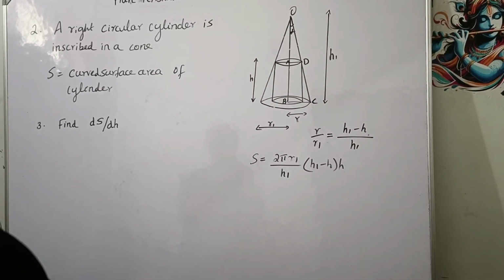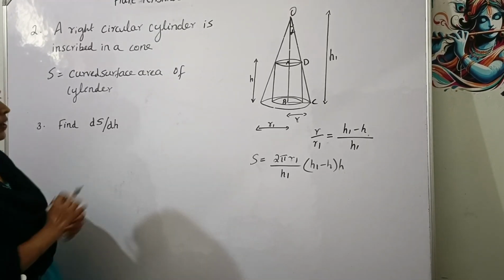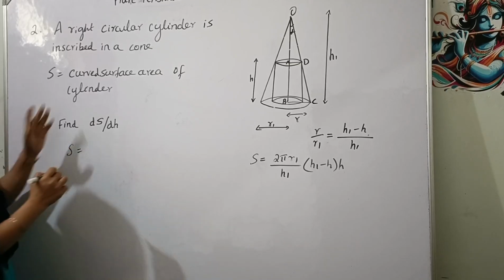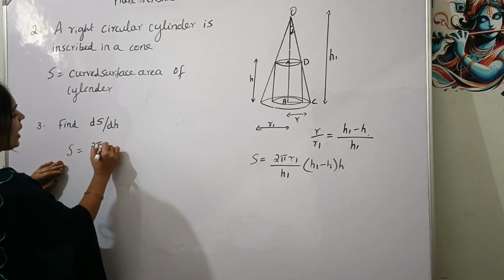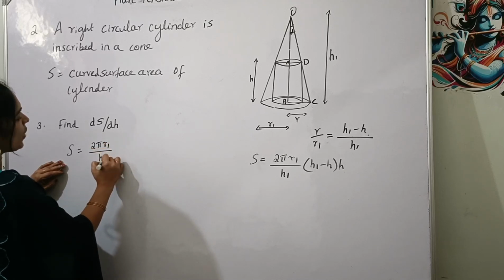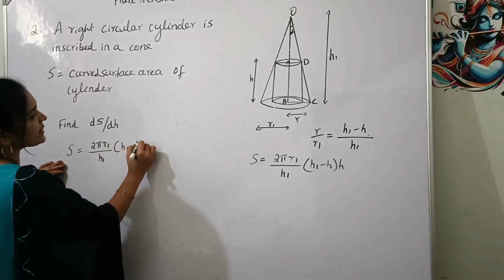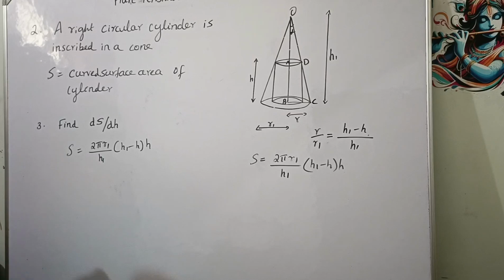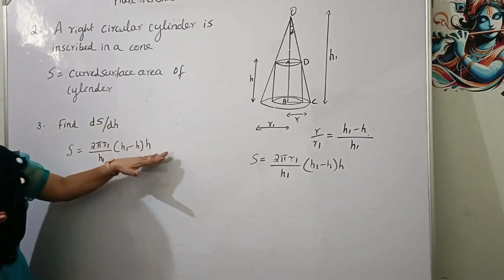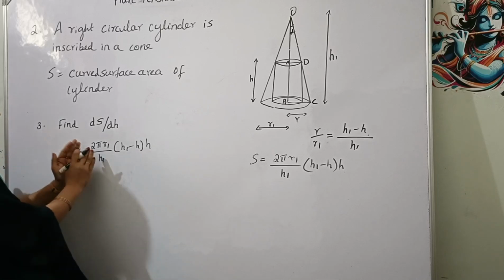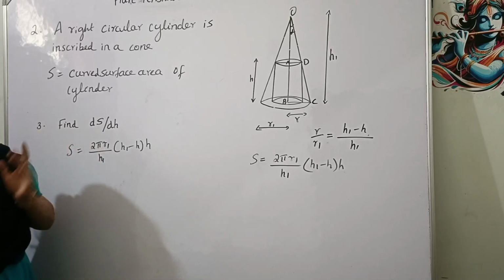The third question, find dS by dH. What is S? The surface area of the cylinder is S equal to 2 pi R1 divided by H1 into H1 minus H into H. Here we have to find the derivative of S with respect to H, right? Therefore R1, H1 are constants.